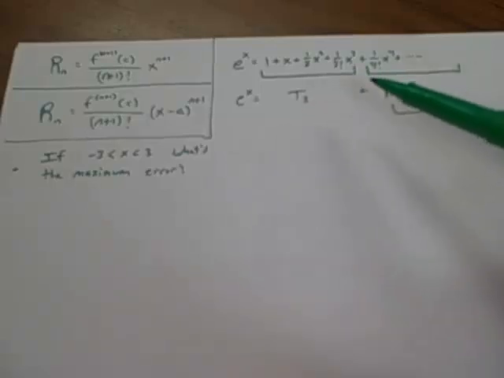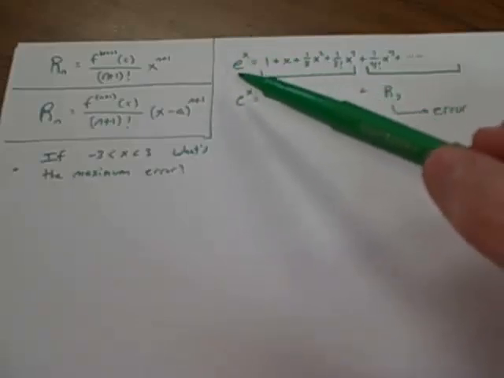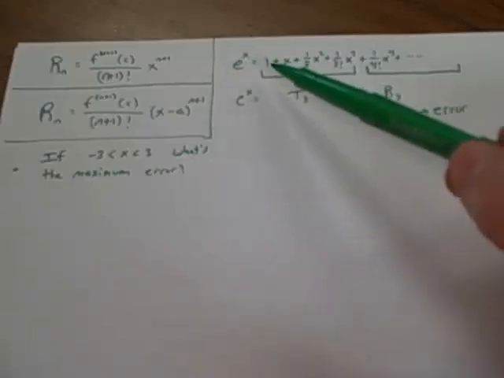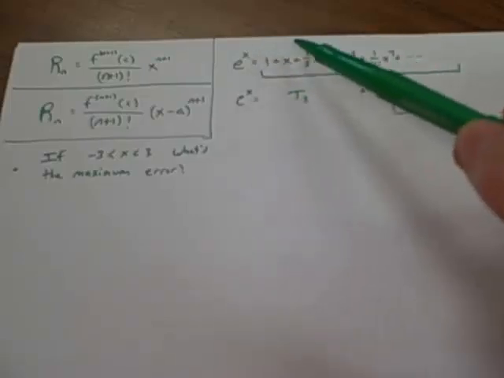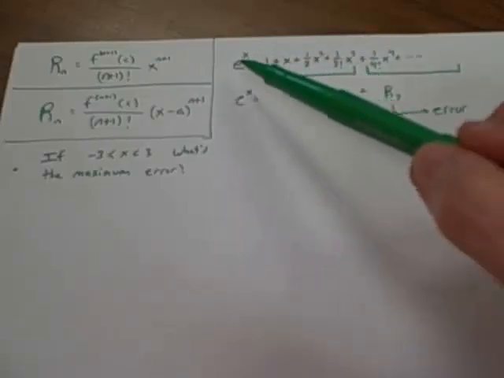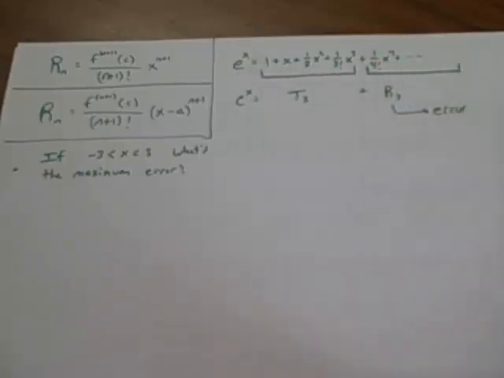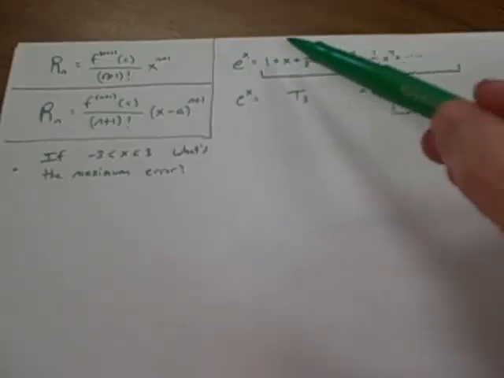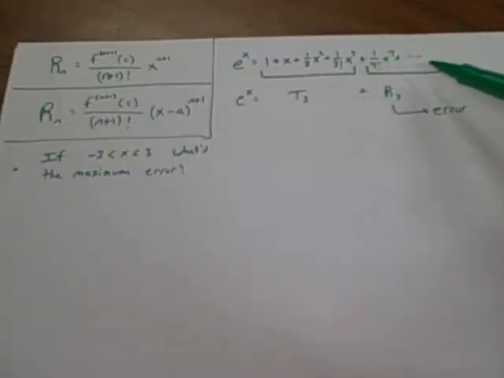If I plug in an x value, because I want to know what is e to the x at like x equals 2, if I evaluate just these terms at x equals 2, that's not going to give me the real value for e squared, because the real value also includes these other terms over here. So if I only include these first terms here, what's the error? The error must be the sum of all of the rest of the terms. So that's why we call that the error term.